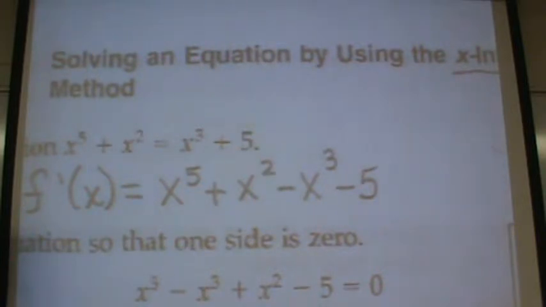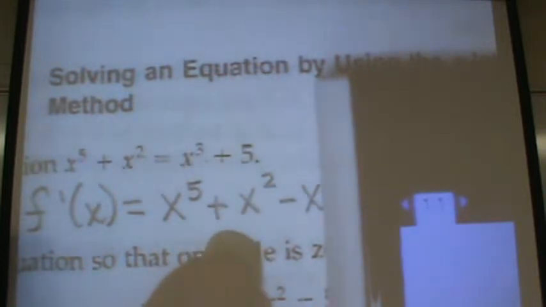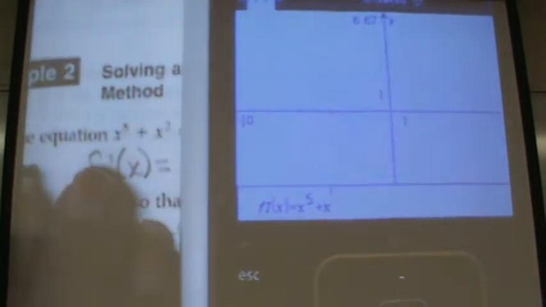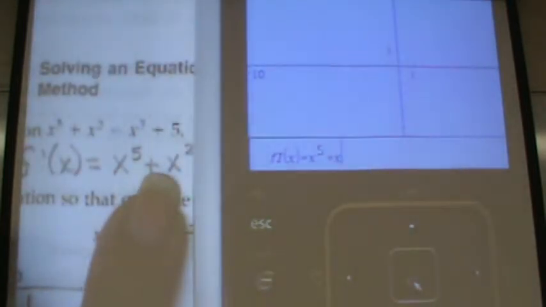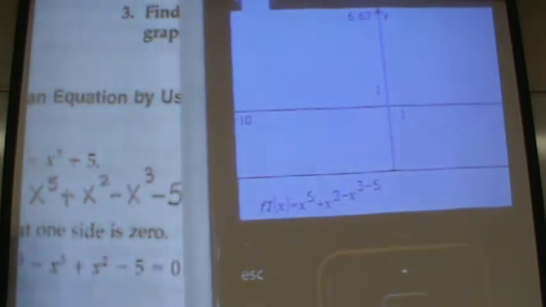This is basically a calculator activity. So I want you to type in x to the 5th plus x squared. Can you put your calculator on the screen? Oh yes, I'm sorry. We have to put it on the screen. X to the 5th plus x squared minus x cubed minus 5. Whoops, see what I did again?